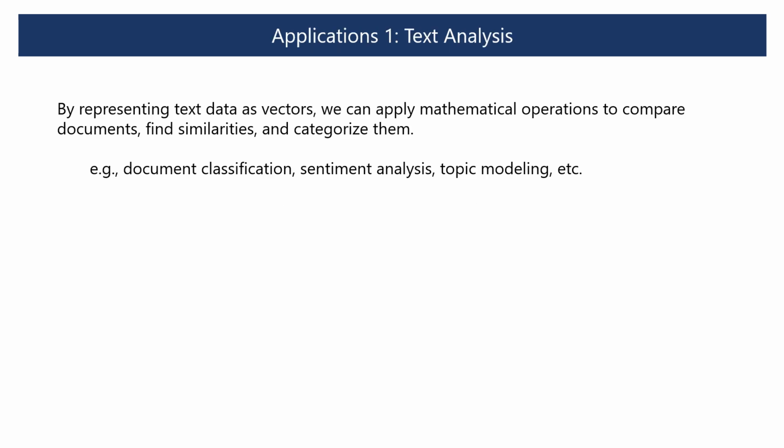Vector space models are used extensively in data science. Let me show you some key applications. The first is text analysis using natural language processing, such as document classification, sentiment analysis, and topic modeling. By representing text data as vectors, we can apply mathematical operations to compare documents, find similarities, and categorize them.